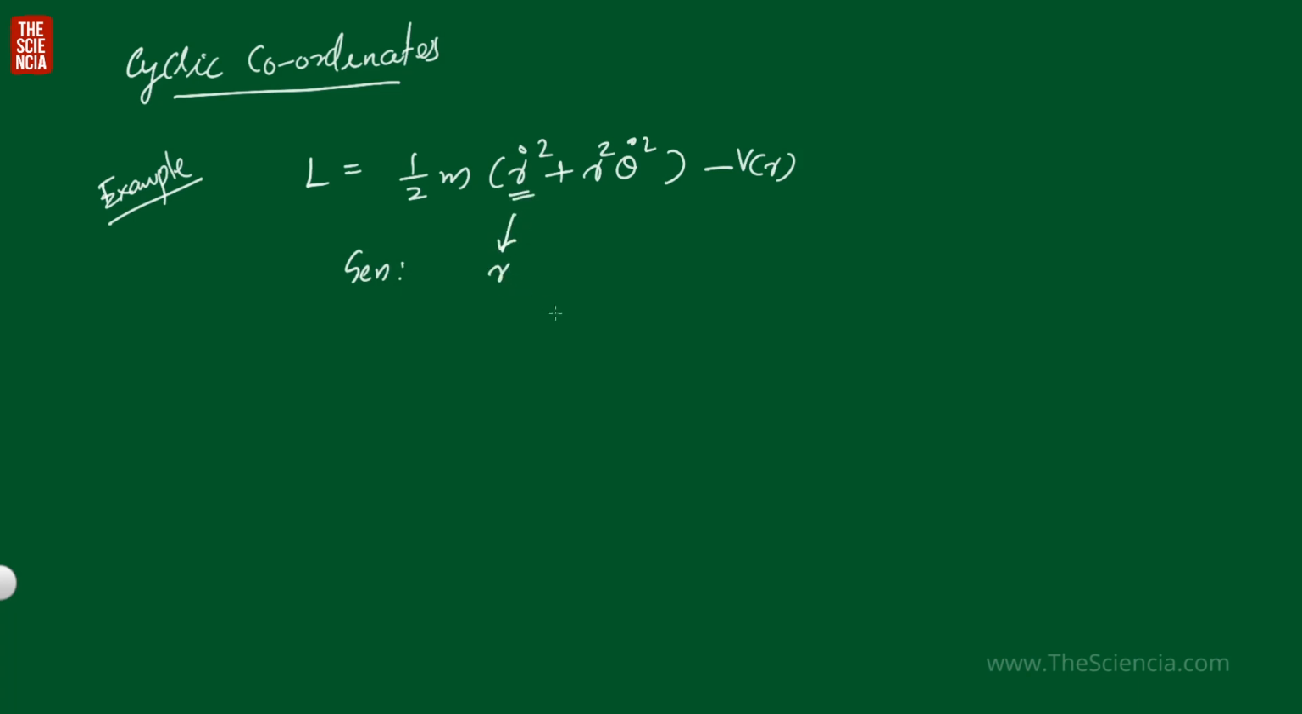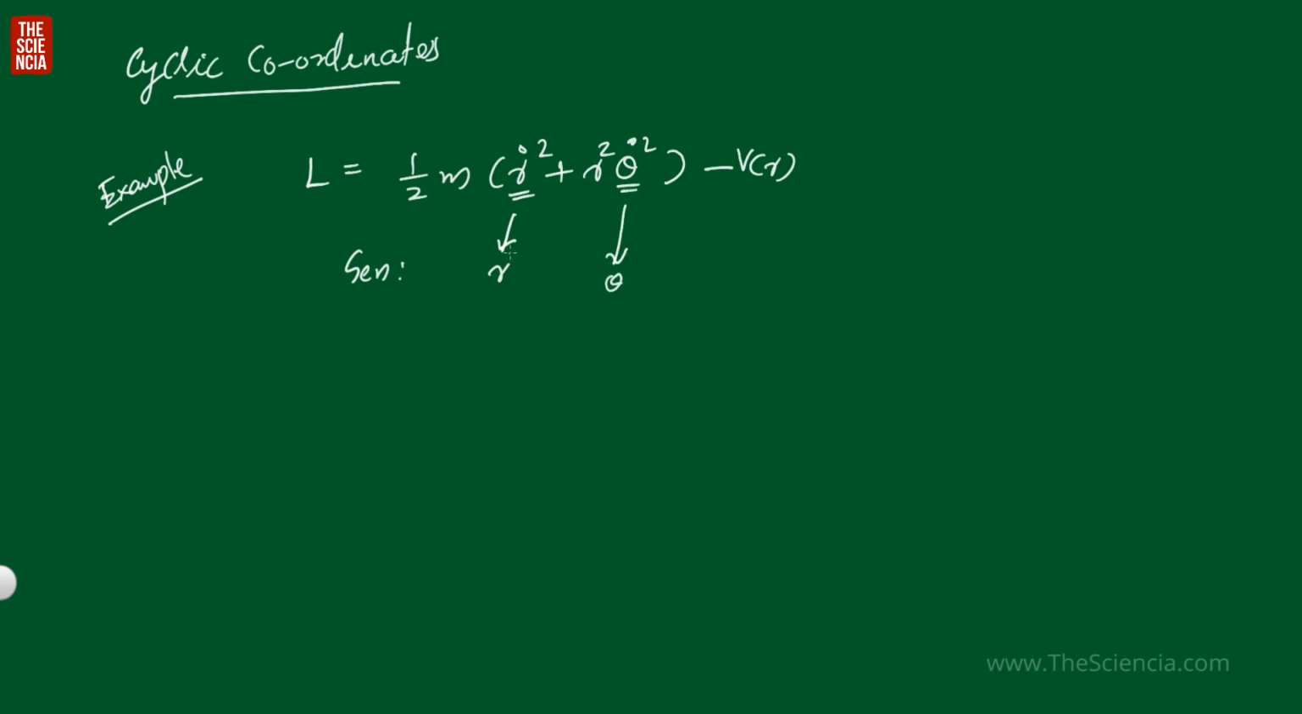Let us consider an example. A Lagrangian L is equal to 1 by 2m (r dot square plus r square theta dot square) minus V of r. This is a Lagrangian corresponding to a central force, right? Here, what are the generalized coordinates? The generalized coordinates will have a bindi (dot). So r is a generalized coordinate and theta is also a generalized coordinate.